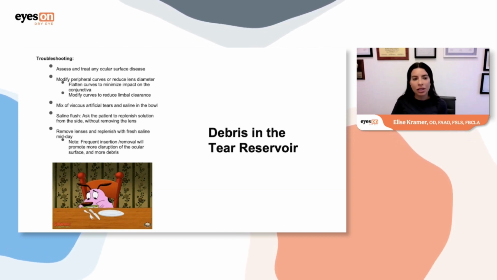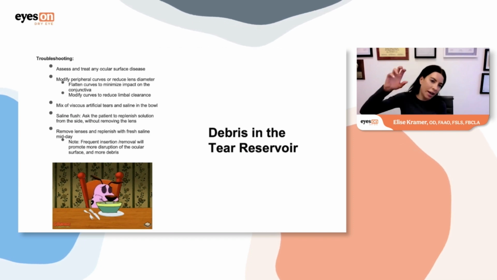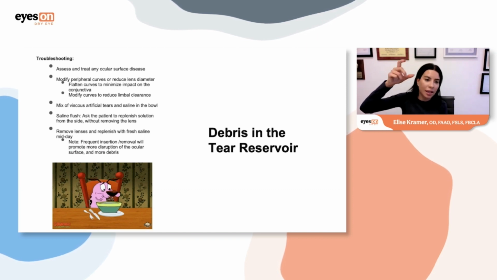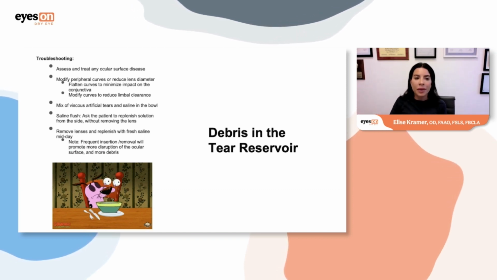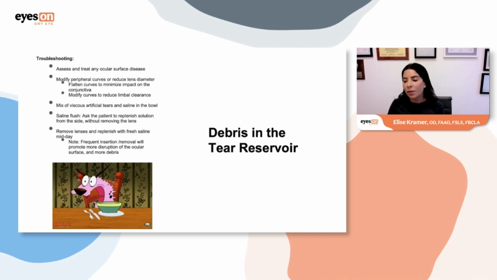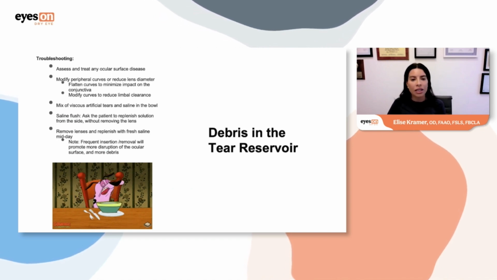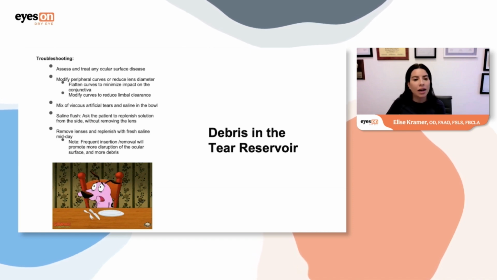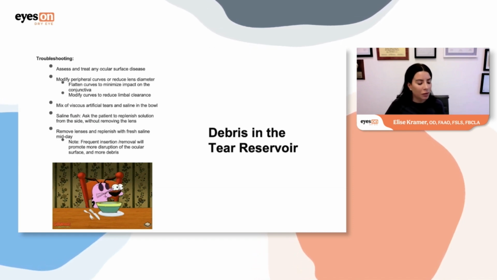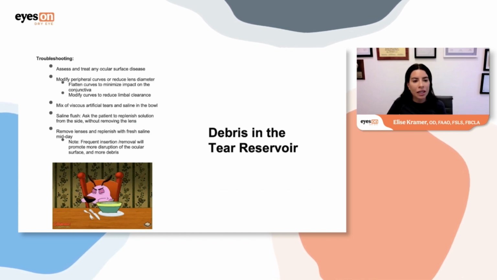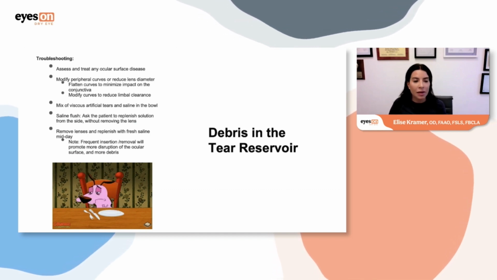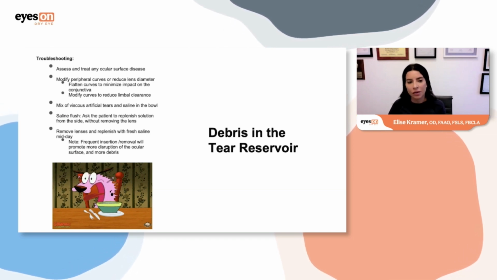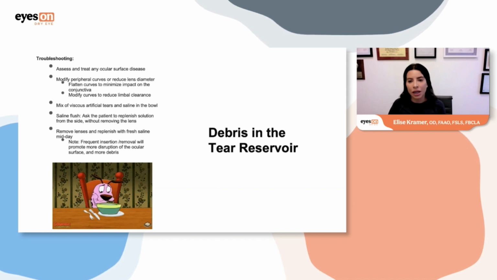Another thing you can ask the patient to do is to just tilt their head and flush their tear film with saline without removing the lens. So that's another thing that you can do. Again, we want to avoid having the patient put in and remove their lens. But sometimes they have to do that, and they might have to remove it and replenish with fresh saline. And again, as I mentioned, frequent application and removal will promote more disruption of the ocular surface and more debris. So that's just really not ideal.